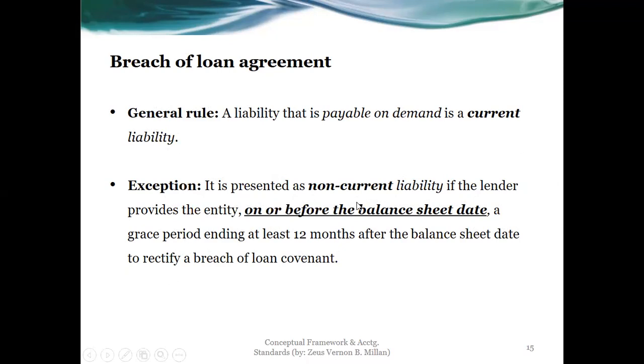The exception is that it is presented still as a non-current liability if the lender, meaning the entity or the business that extends financial consideration to another entity or allows another entity to borrow from it, provides the entity on or before the balance sheet date a grace period. This is the period in which the entity is still not liable yet, ending at least 12 months after the balance sheet date, to rectify a breach of loan covenant. So take note that it is the lender that provides the entity. It's not something that the borrower can have as a right to do. So clearly it is the lender that has this particular consideration.